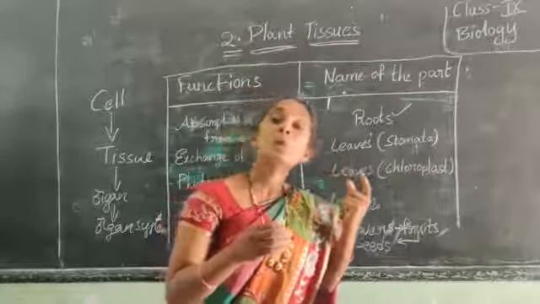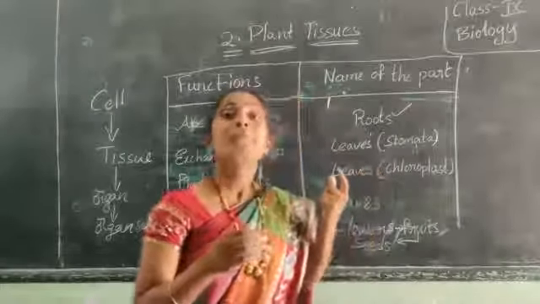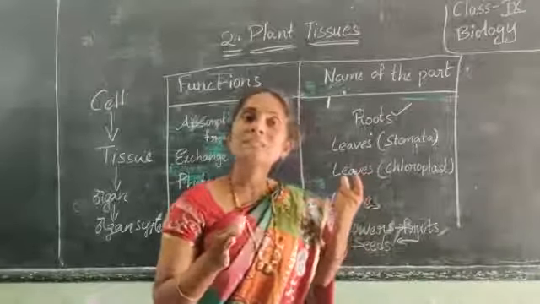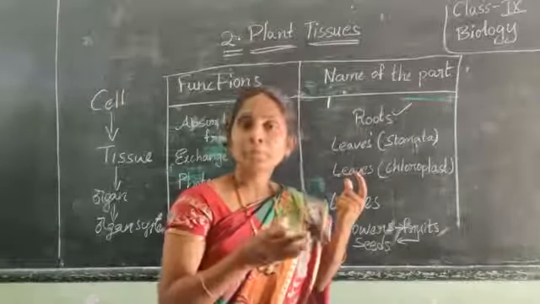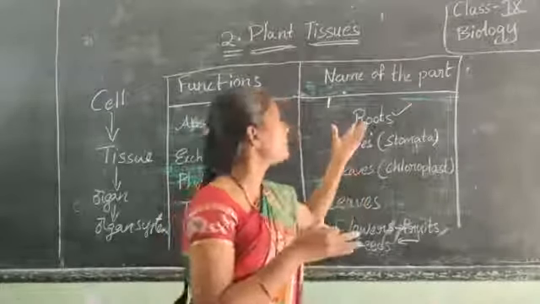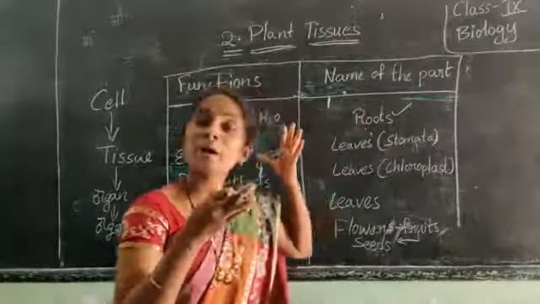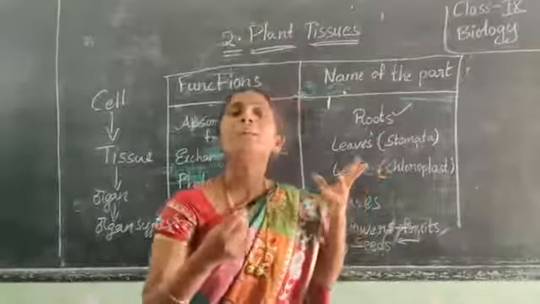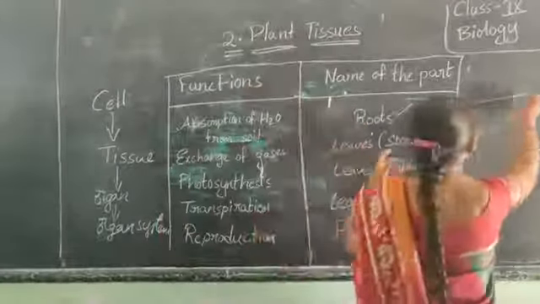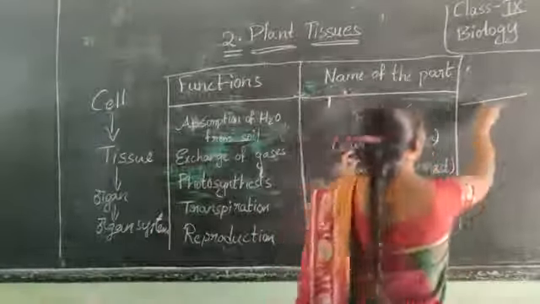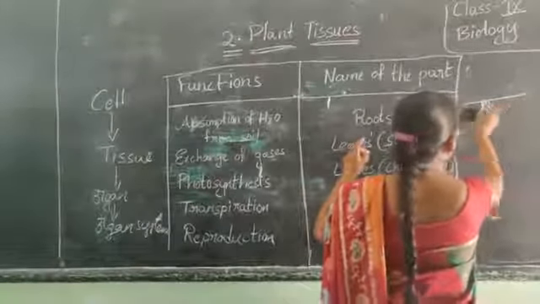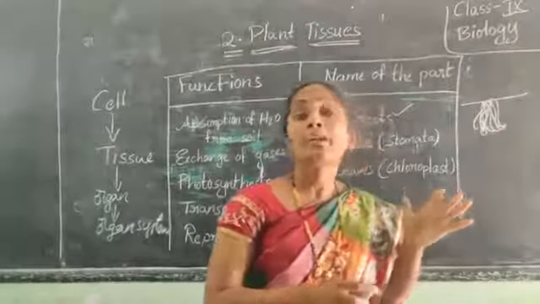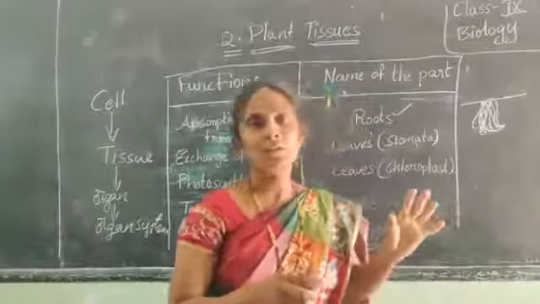The best examples for monocot plants are grass, wheat, rice, corn, maize, sorghum. All these are the best examples for monocot plants. And what type of root system do they have? That is fibrous root system. Fibrous root system in the sense the roots are just like bunches like this. So with the help of these roots, they can absorb water and minerals from the soil.